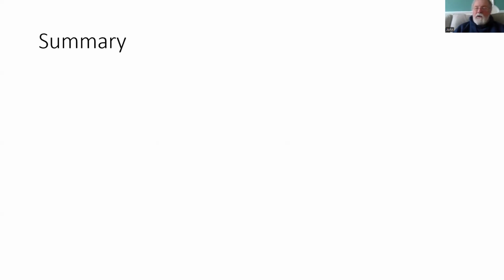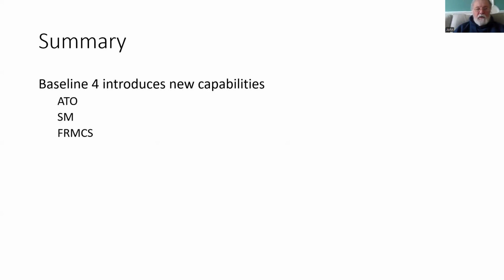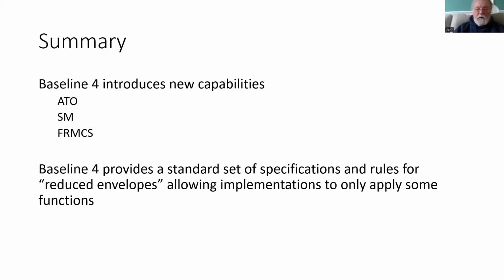So, what is in baseline 4? Well, it introduces some new capabilities. ATO, supervised movements, maneuvers, and the Future Railway Mobile Communication System, FRMCS. It also introduces a concept which existed but was rather hard to work out how it would work, which is to have a standard set of specifications and rules for reduced envelopes, which will allow implementations to be legal, which only apply some of the functionality.